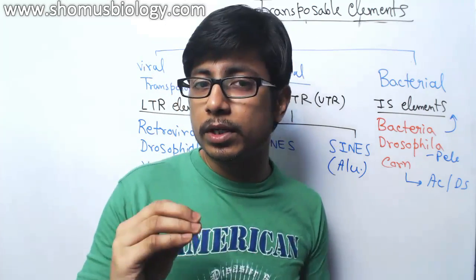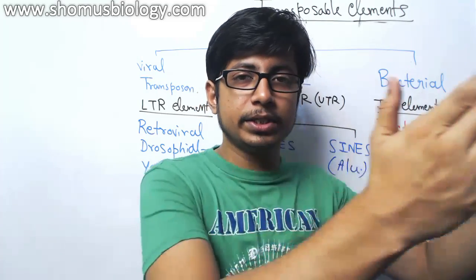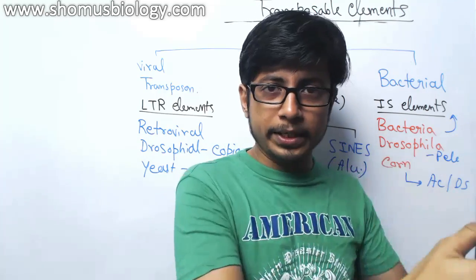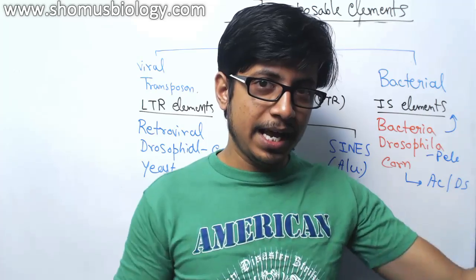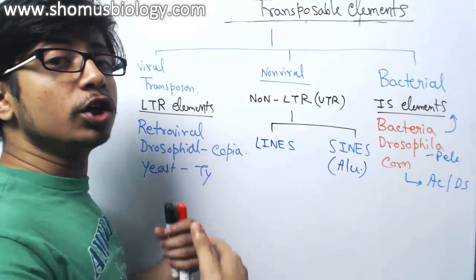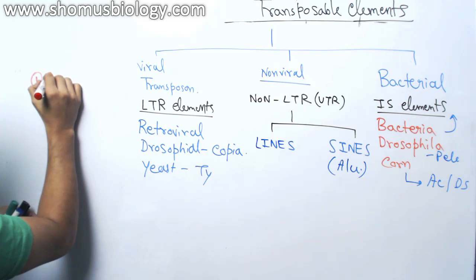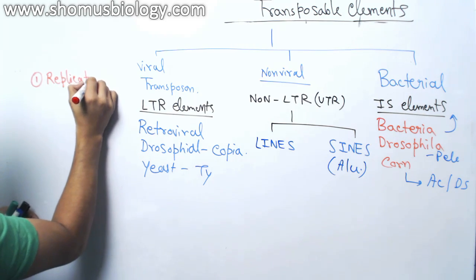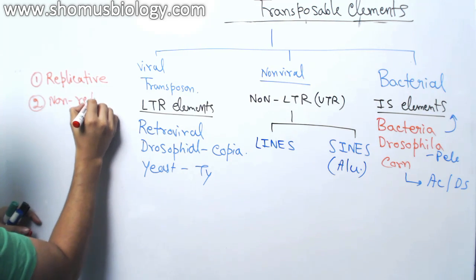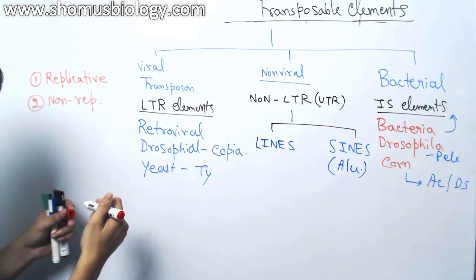Now the simplest idea about a transposon is that its job is to cut itself out and put itself into another region of the genome. They can cut and paste, or they can copy themselves and then get spaced. So either this is a replicative transposition or a non-replicative transposition. So based on the way they transpose, it is replicative and non-replicative.